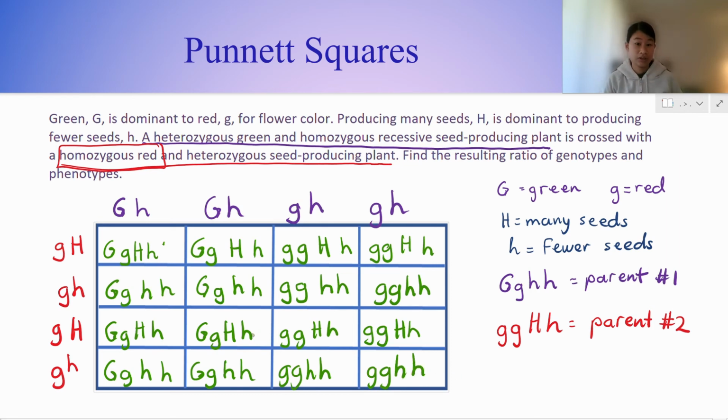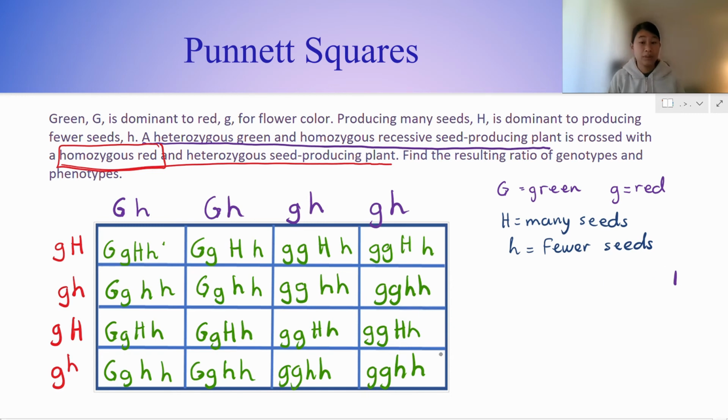Alright, so this completes the genotypes of the offspring. Now it's time to find the ratios. So we'll find the genotypic ratio first. So basically we're seeing what type of allele combinations we have.